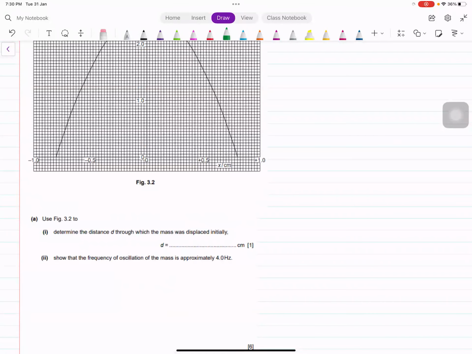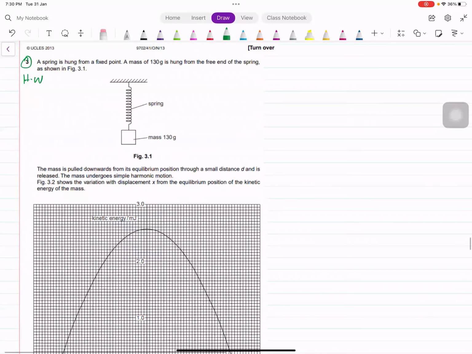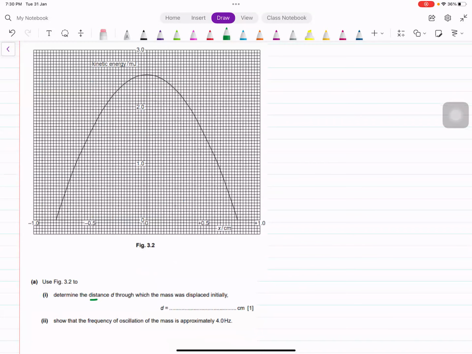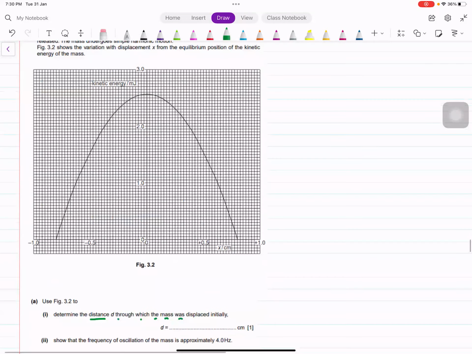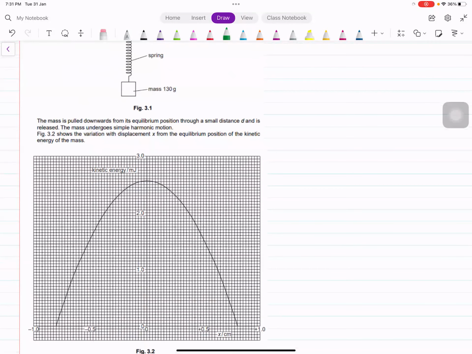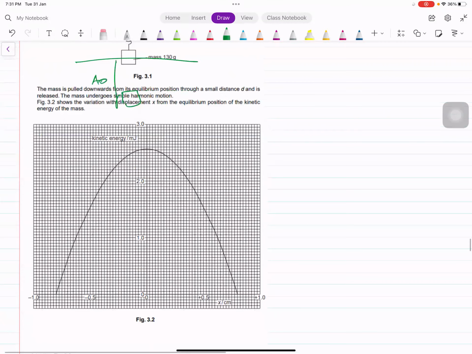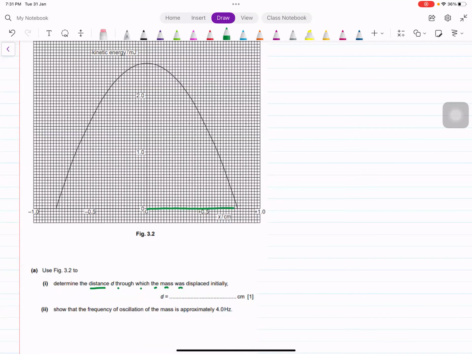Okay. It says determine the distance d through which the mass was displaced initially. Can you find it from the graph? What would be the displacement? What do you guys say? So if you displace it, it basically covers amplitude, right? And we go up then. So can you find the amplitude here? It would be this much, no? So 0.75, I think. Yeah, very simple.